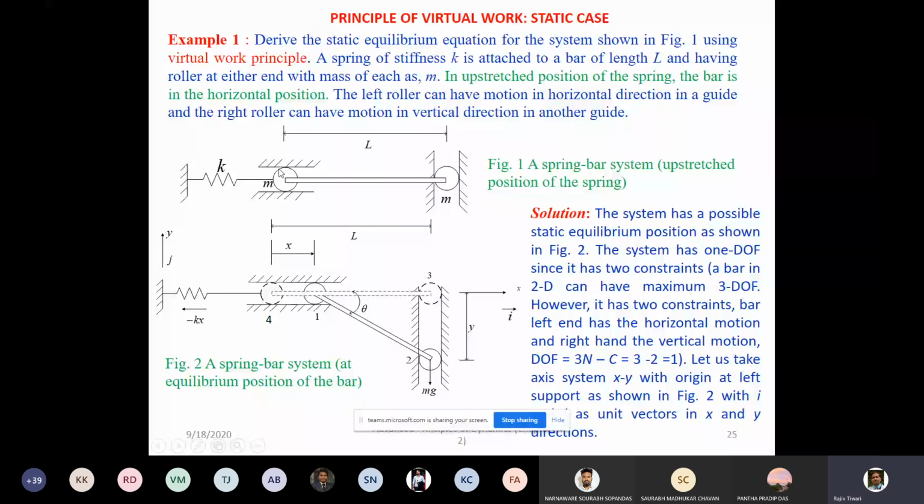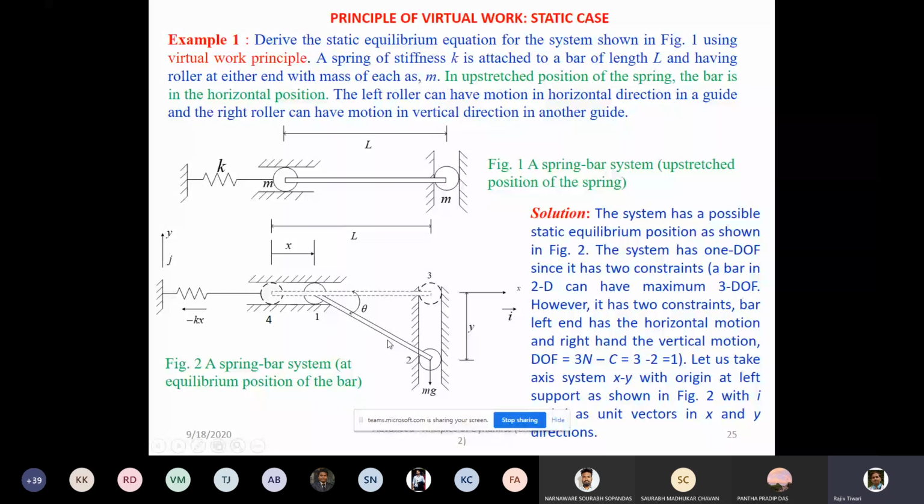So dotted one is the original position, and the solid one, you can see this roller reached here, and this roller reached here because of the gravity. So this bar will have some theta angle due to the weight and the spring force. Now we need to find out what this angle should be, given mg, the stiffness of the spring, and the length of the bar. What will be this angle theta at which this particular system will be in static equilibrium?